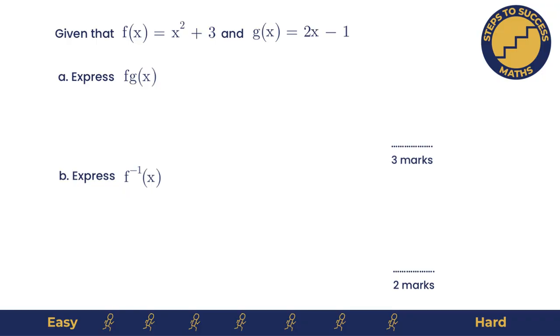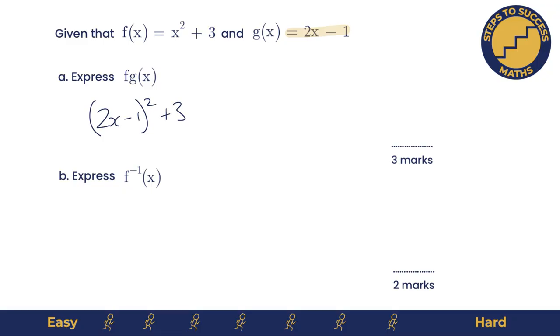Given that f of x is equal to x squared plus 3 and g of x is equal to 2x minus 1, express fg of x. So remember, start with the one closer to the bracket. So g of x, you already know that's 2x minus 1. And then put that into your function for f. Remember, use brackets. So you've got 2x minus 1 in brackets squared plus 3.